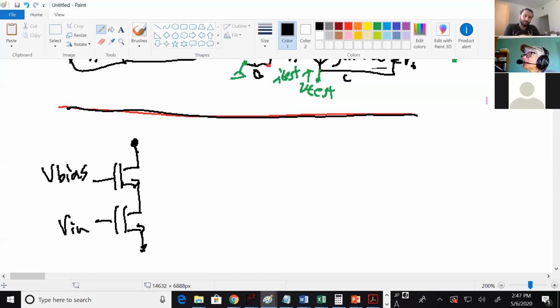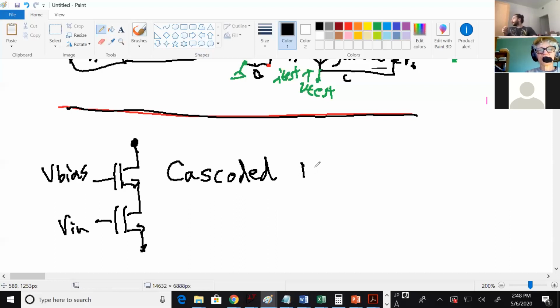Tina, is the bias MOSFET supposed to be PMOS or NMOS? NMOS. These are both NMOS. And this is a special name. It's called a cascoded transistor. Cascoded means you have two of the same kind stacked on top of each other.